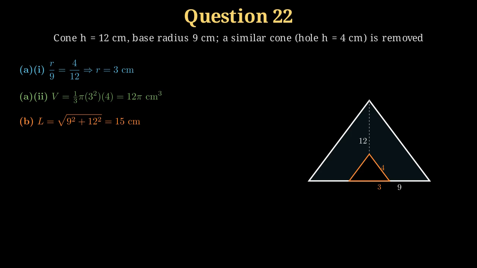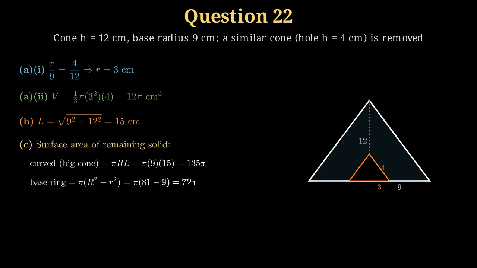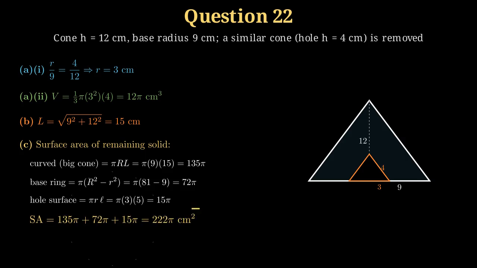Part B. The slant height of the big cone, by Pythagoras, is the square root of 9 squared plus 12 squared, which is 15 centimeters. Part C is the surface area of what remains, and it comes in 3 pieces. First, the curved surface of the big cone, pi r l. That's pi times 9 times 15, which is 135 pi.